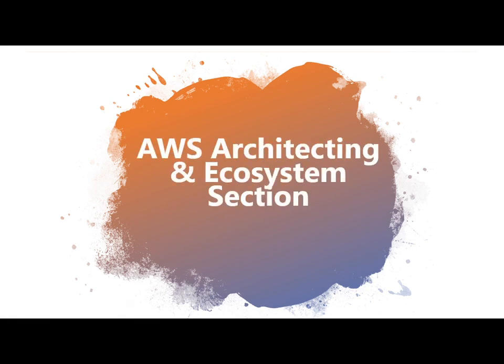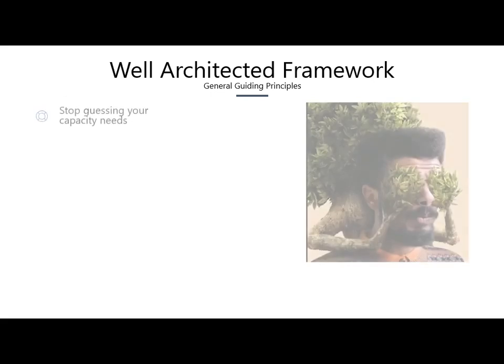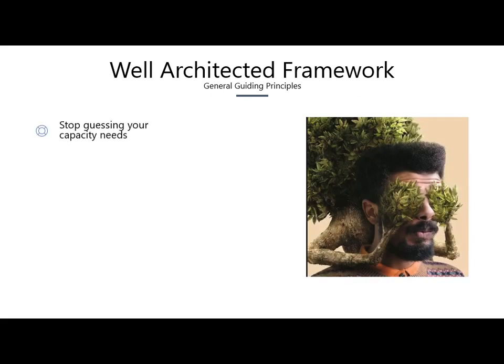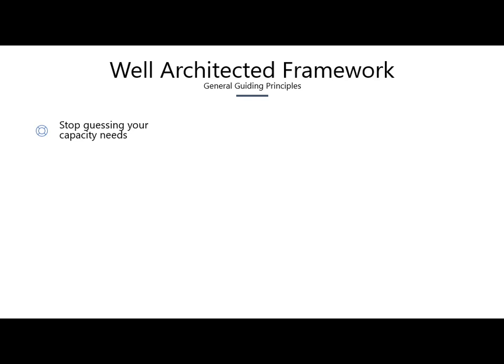Into this section on architecting on AWS and the AWS ecosystem. So first, we are going to talk about the well-architected framework and the general guiding principles. In the cloud, when you want to have good architecture, you need to stop guessing your capacity needs. Instead, you should use auto-scaling and scale based on what the actual demand on your system is going to be. You should also test your system at production scale.